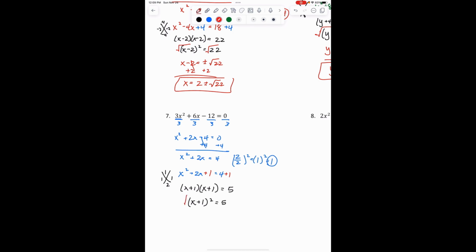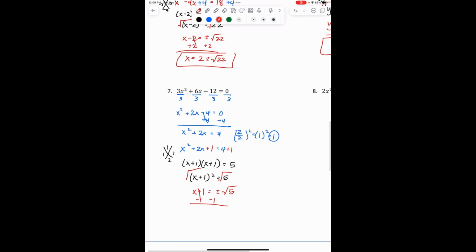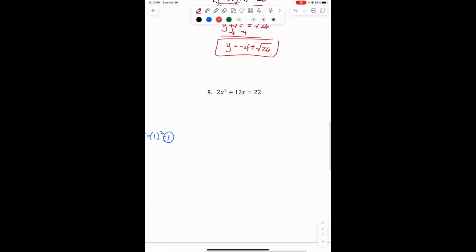So now again, take a square root. X plus 1 equals plus or minus the square root of 5. And then we subtract our 1. Negative 1 plus or minus the square root of 5. Okay, so there is our 2 answers by completing the square. Okay?